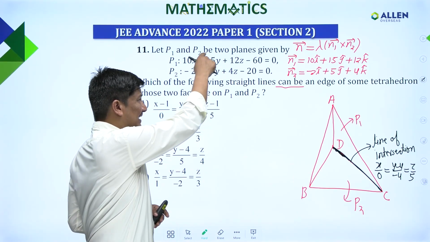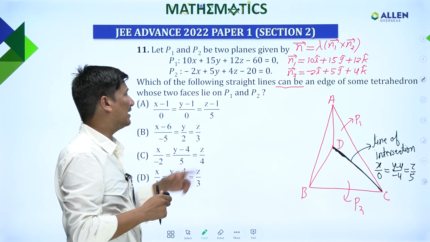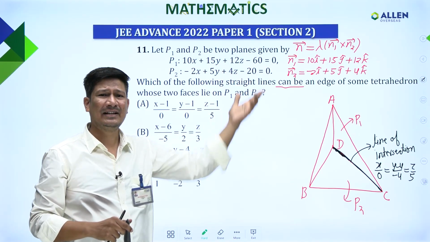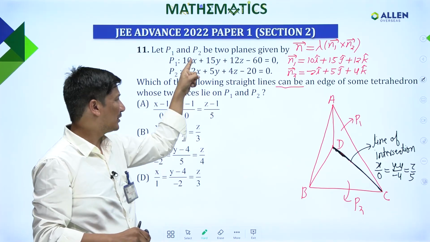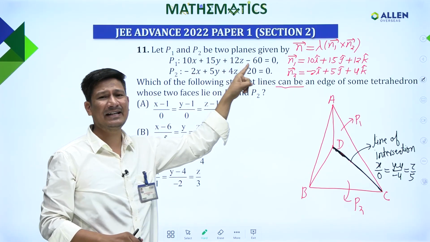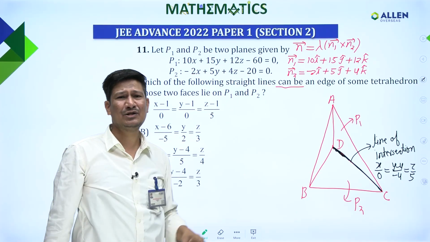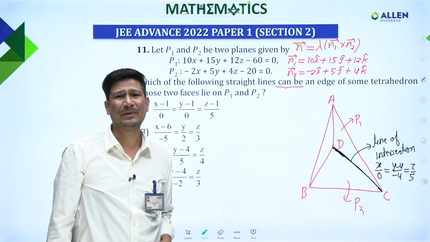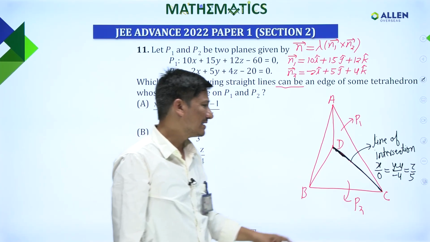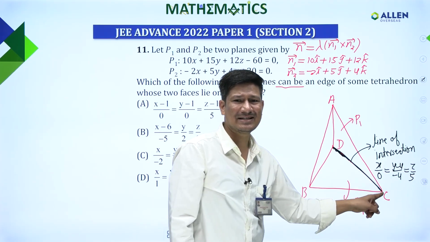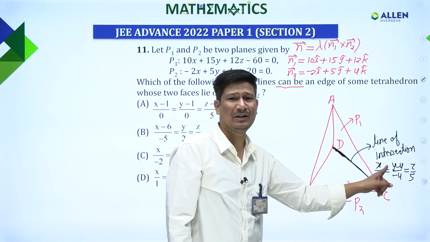In these two equations of the planes, take the value of any one variable equal to 0. Here I took x equal to 0. Put x equal to 0, we get equations in y and z. After solving for y and z, you will get a point on this line of intersection. That point comes out to be 0, 4 and 0. So that is the equation of the line of intersection of the two planes.